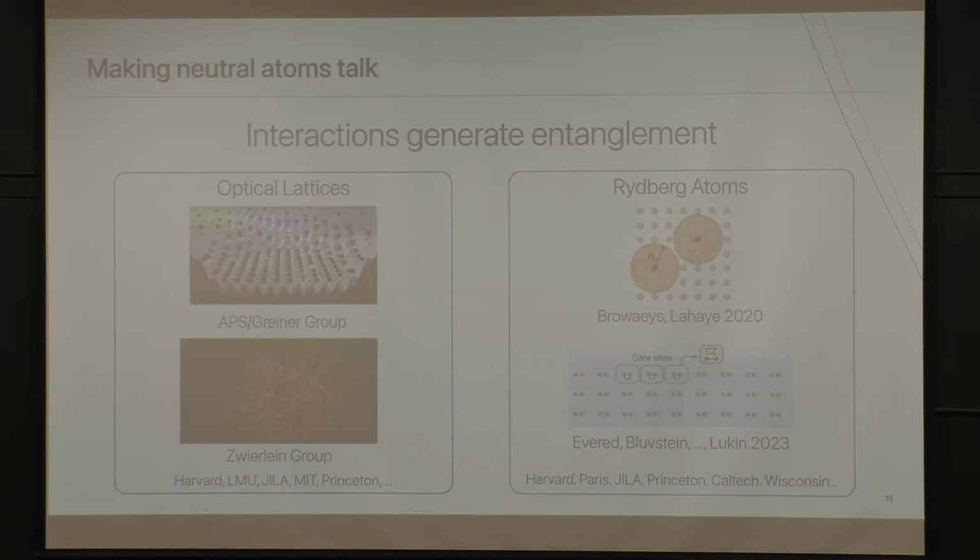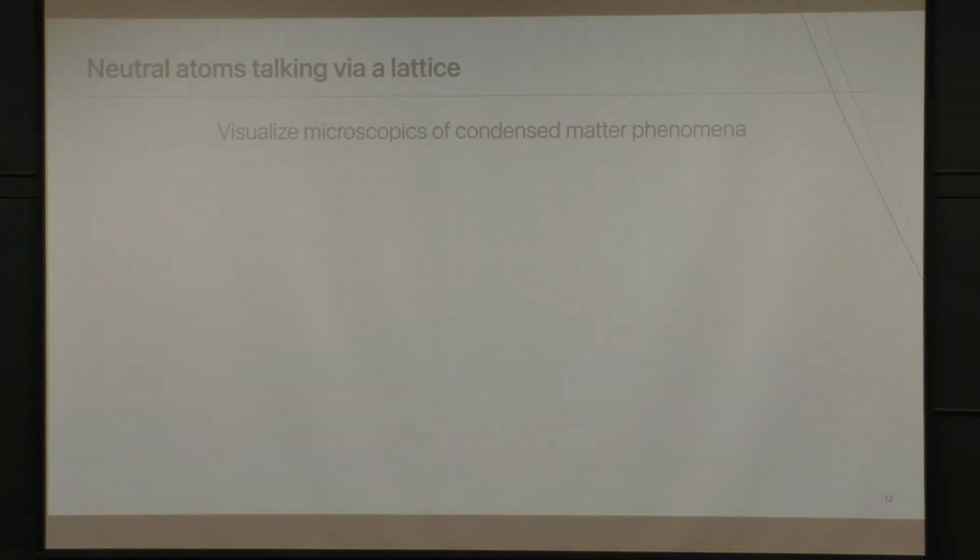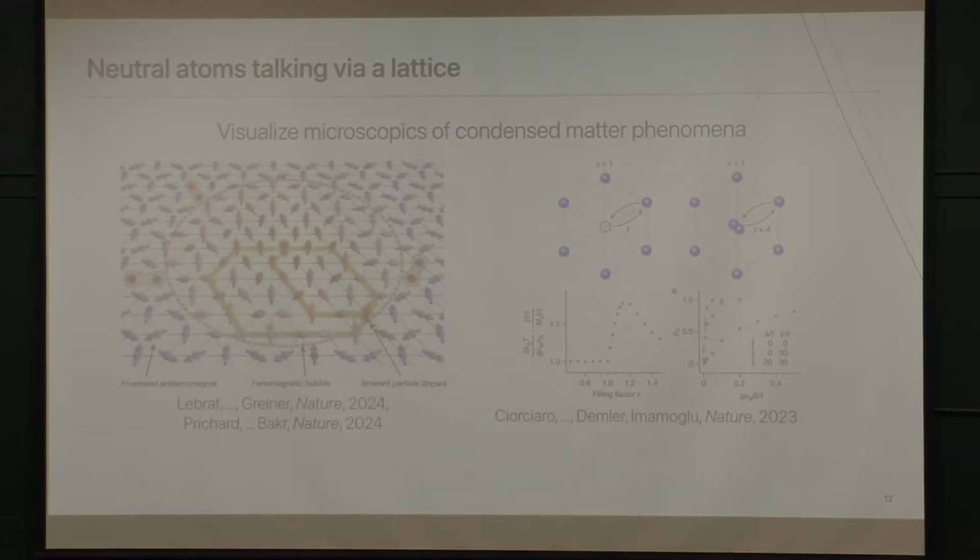And so both of these have been used to study condensed matter systems as well as quantum computation platforms. In particular with the lattice, these mimic condensed matter systems, where atoms hopping in the lattice act in very much the same way as electrons hopping in a crystal. And so they can provide a microscopic visualization of phenomena that people have seen in traditional condensed matter samples. And this is one example of looking at kinetic magnetism.